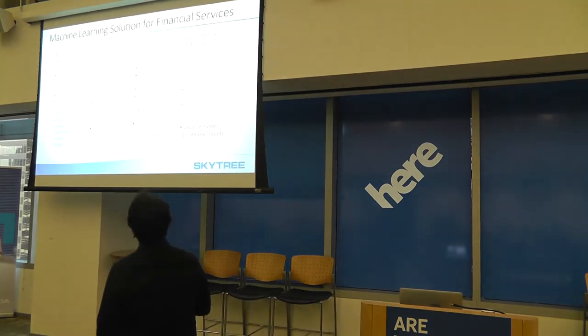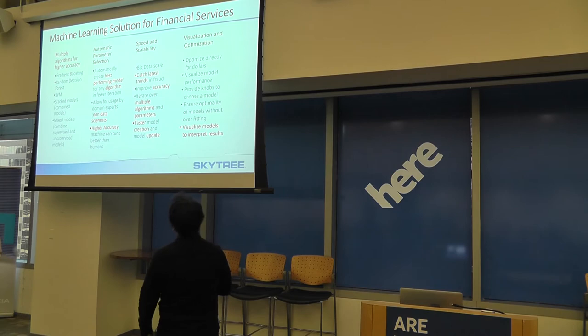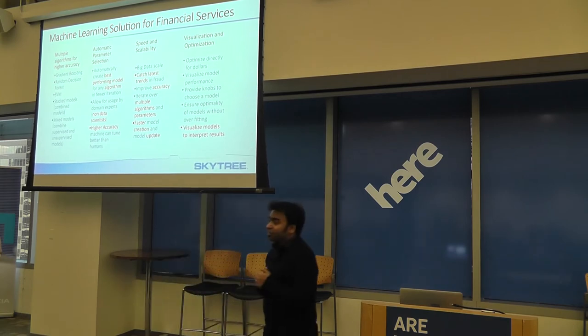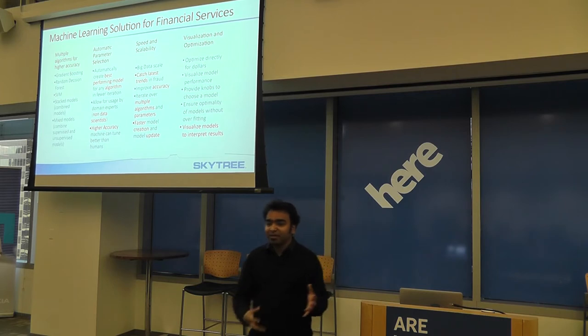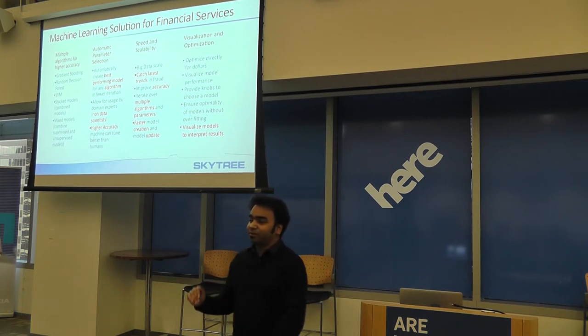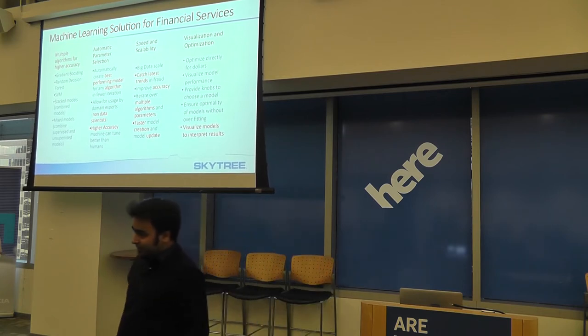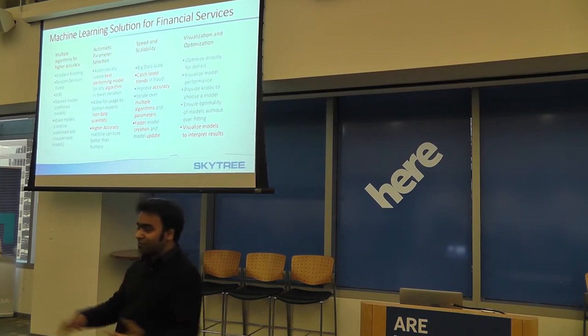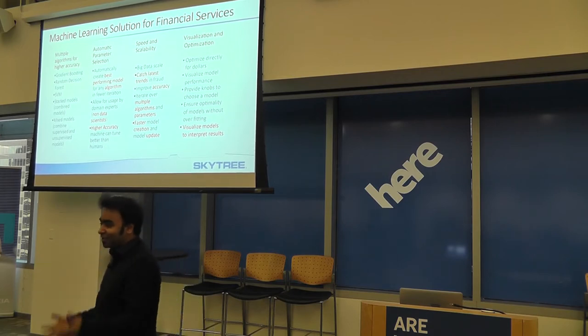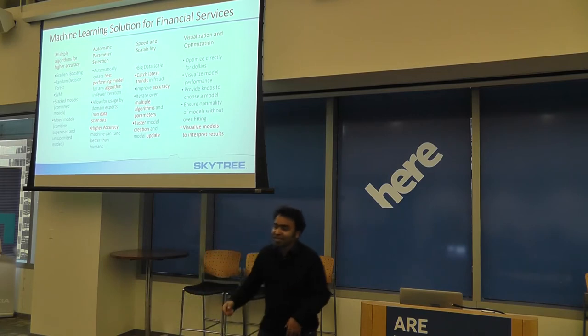You want speed and scalability. You want some way to give you visual feedback from the data, and to tell you which model is performing better or worse. I'll come back to this later. In our tool there is, but I'm not talking about feature selection much in this talk. I'll come back to this. I'm just talking about the heads right now.